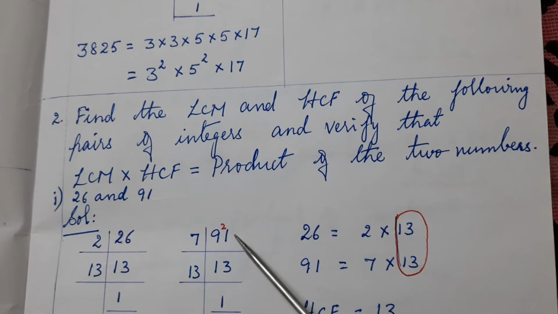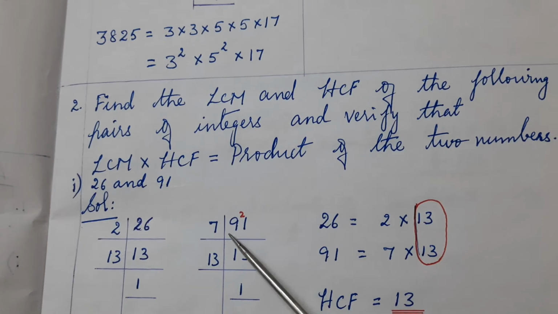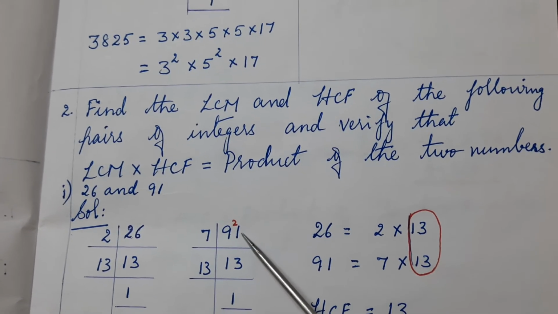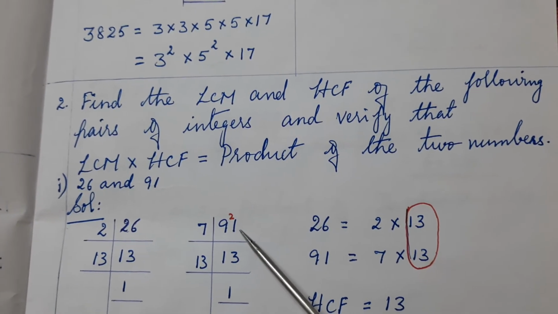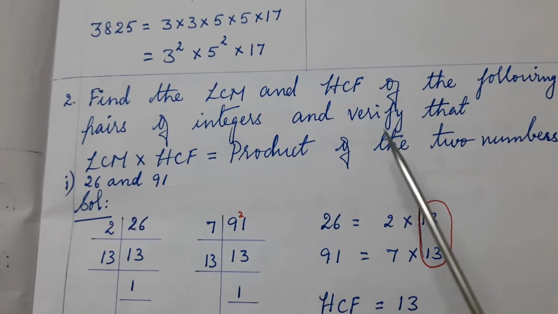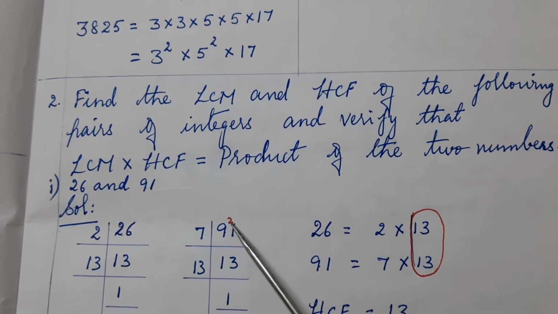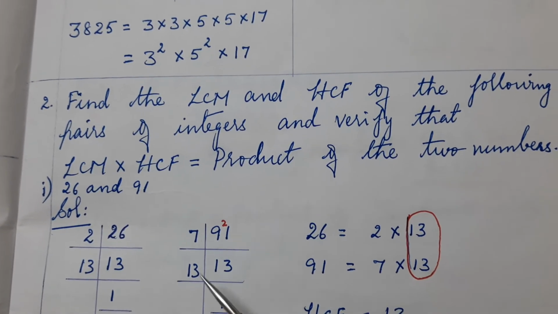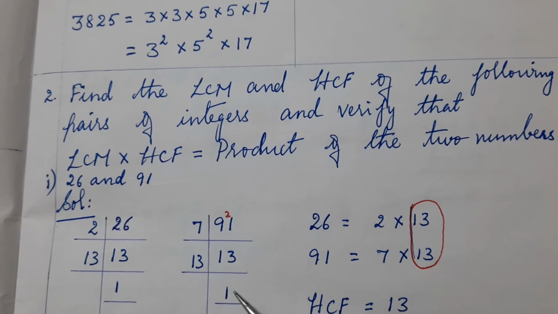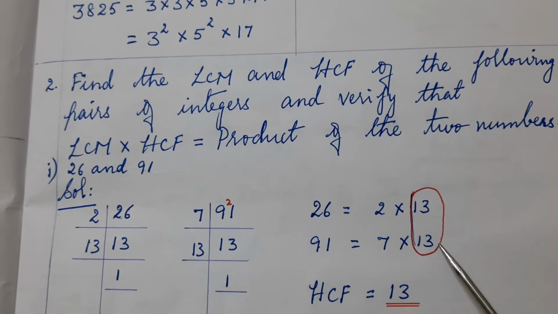Next take 91. Same way, the last number is 1. It is not an even number, so I cannot divide by 2. I cannot divide by 3 either, because 9 plus 1 is 10. I cannot divide by the next prime number 5 also, because the ending number is not 5. So next I have gone for 7. 7 is the prime number. 1 7s are 7. 8 9. 2 carry over. 21. 3 7s are 21. 13 is the prime number, so I am dividing by 13 itself. I got 1. So 26 is equal to 2 into 13. 91 is equal to 7 into 13.